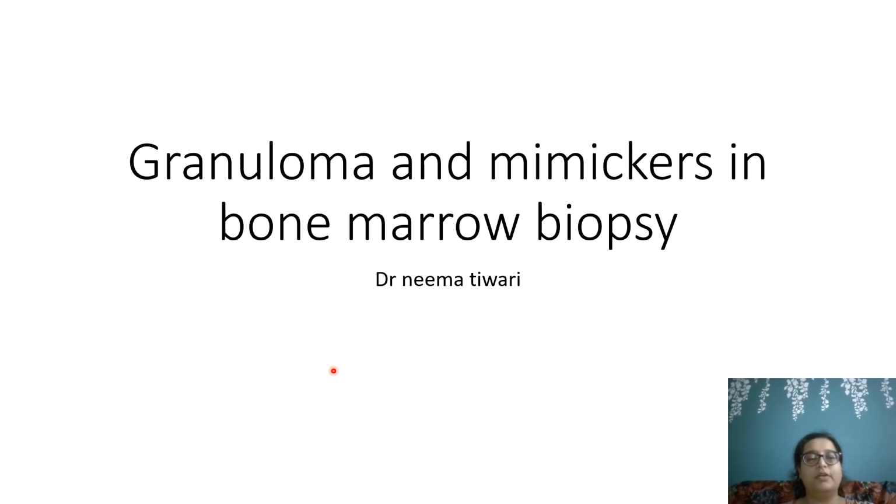Today's very short discussion, again, is on the morphological mimickers of various kinds of benign diseases or even malignant diseases which involve the bone marrow. And today we are going to be talking, very briefly, about what can look like a granuloma in the bone marrow. Secondly, if you interpret it the other way around, how can you miss a granuloma in the bone marrow?